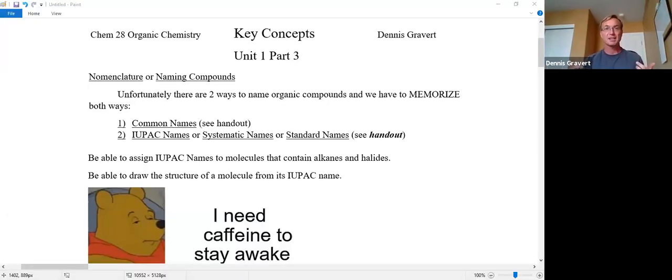Hello. Hey, let's talk about naming organic compounds by assigning them a standardized or IUPAC name. Okay, so this takes us to Key Concepts, Unit 1, Part 3. This handout is on Canvas. There's another handout just on naming by the IUPAC system, so take a look at that too. I'll be taking excerpts from that document as well. So two documents to look at today.